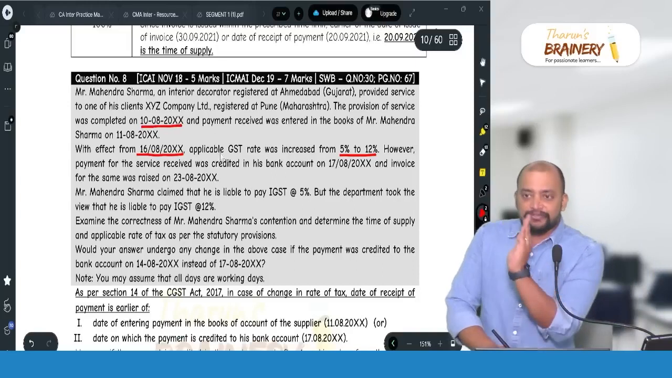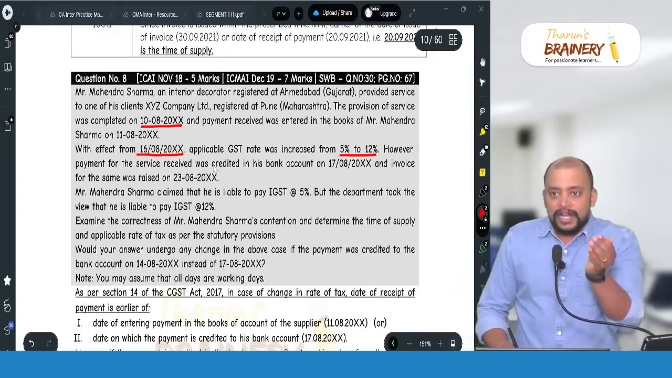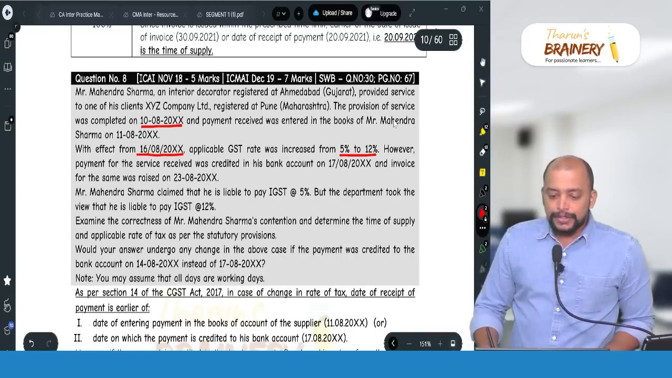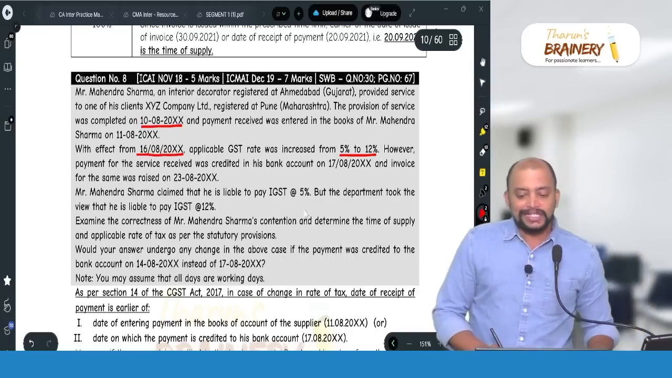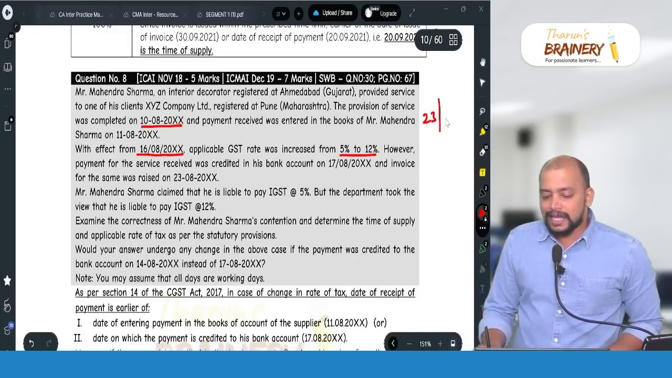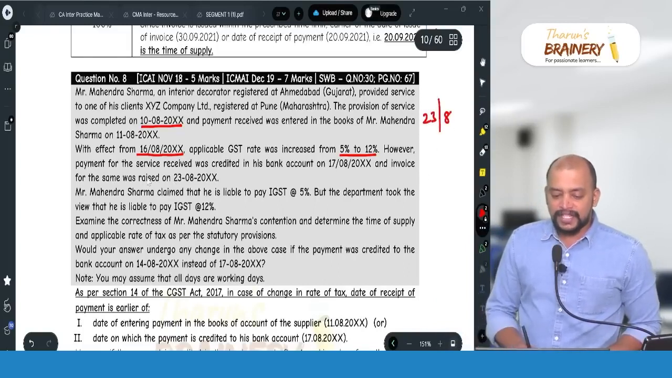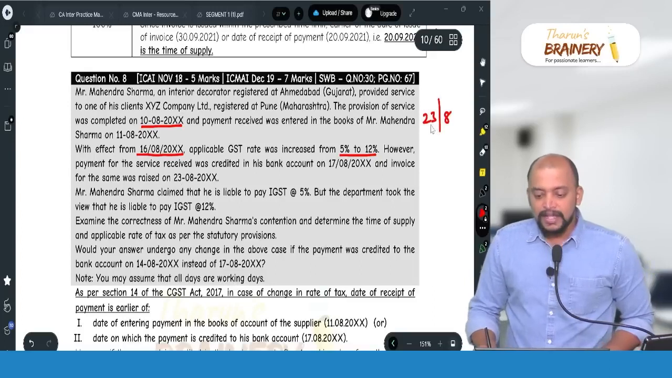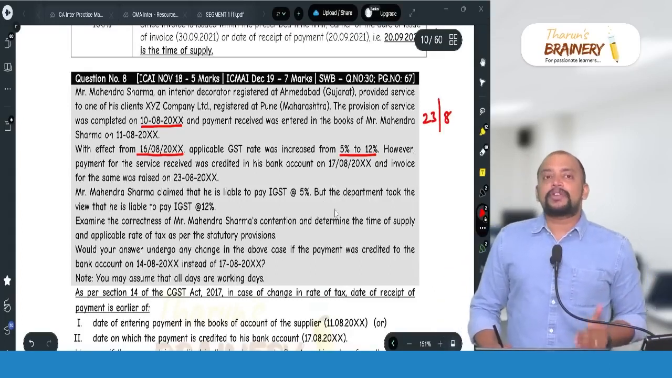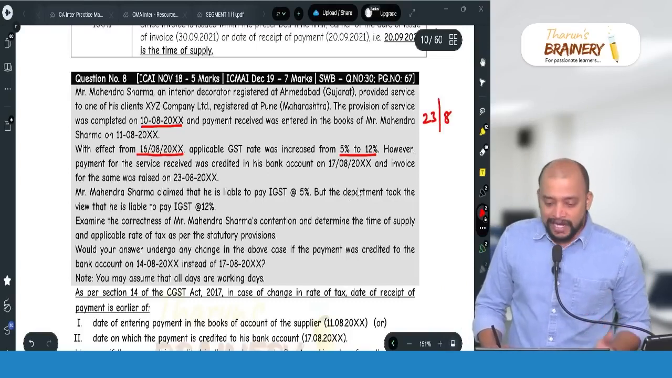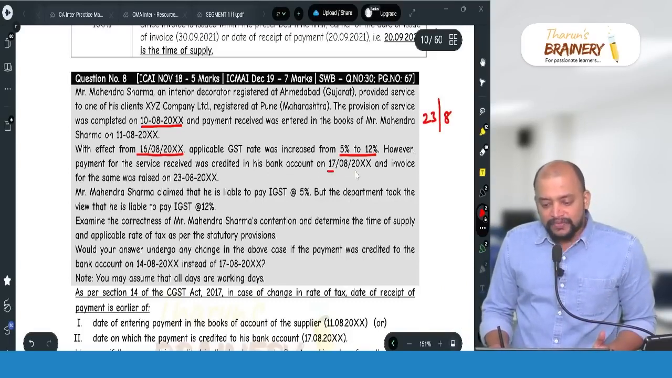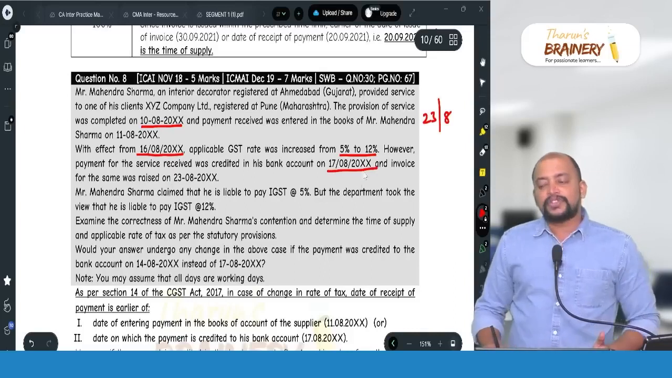When supply is before change in rate, invoice date or payment date, whichever is earlier. So invoice date, what is the invoice date? Invoice date is 23.8 and invoice for the same was raised on 23.8. Now, is the payment credited within 4 working days from change in rate? Yes, the payment is credited in the bank account within 4 working days from change in rate.